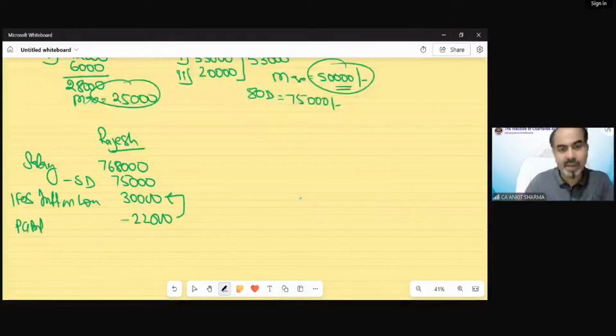So his income would be 7,01,000, technically the gross total income. He's under the default tax regime, so that would be the total income also.